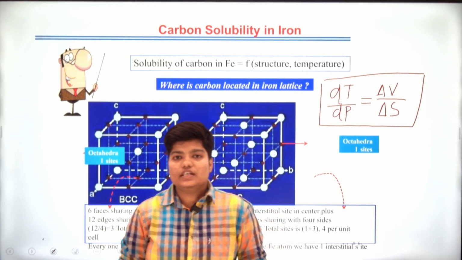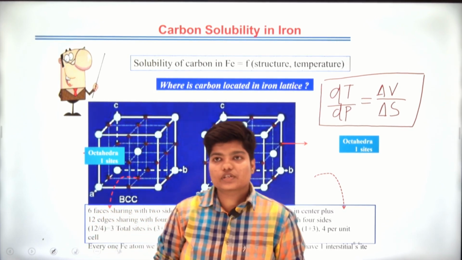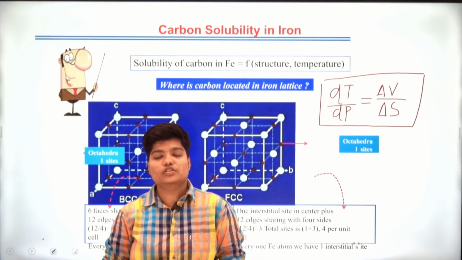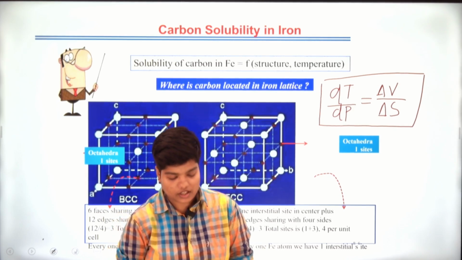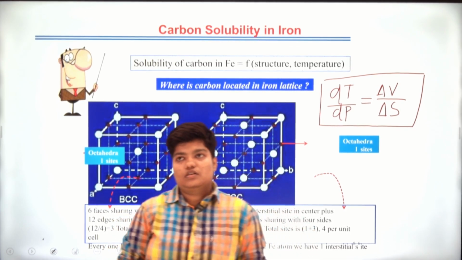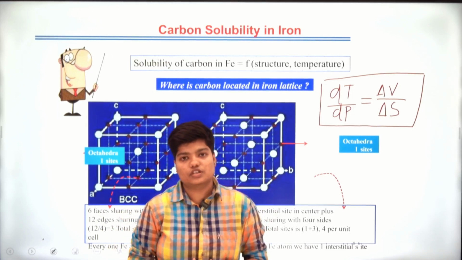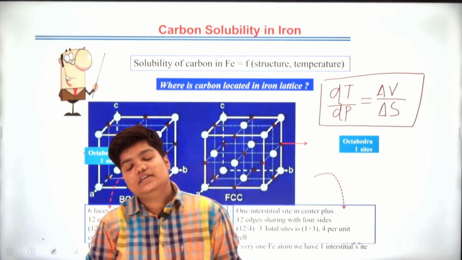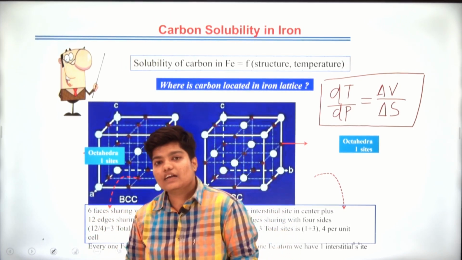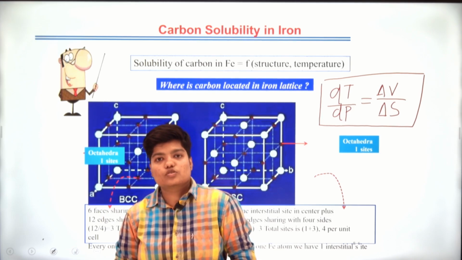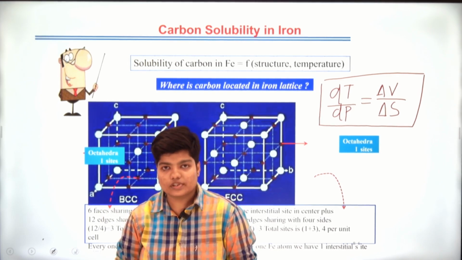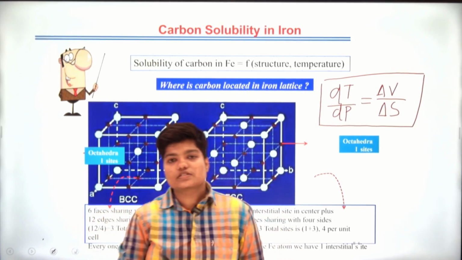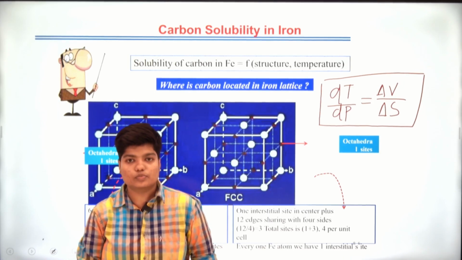Carbon solubility in iron means, in simple words, in which structure of iron the carbon concentration is more. Generally we consider two structures of iron here. One is alpha Fe, or BCC, the body centered cubic structure, and another is gamma Fe, or FCC, the face centered cubic close packing structure.